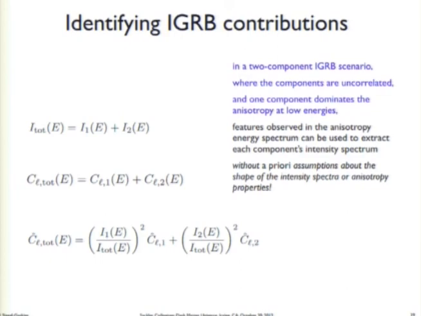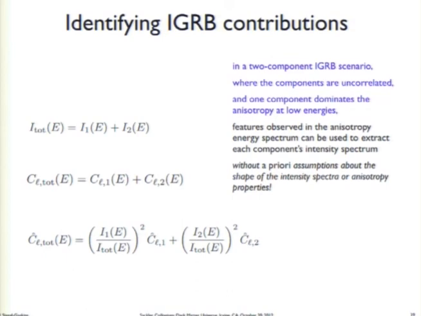I'm going to relate the observables, the total intensity as a function of energy, to simply the sum of my 2 components. And the measured angular power as a function of energy is simply going to be the sum of the 2 components. There are no cross terms because I've assumed that the sources are uncorrelated. So I can divide these 2 out to make another quasi-observable, which is the angular power in intensity units. So I've normalized out the intensity units.